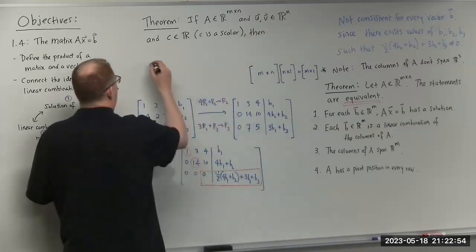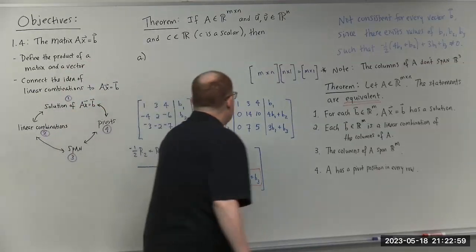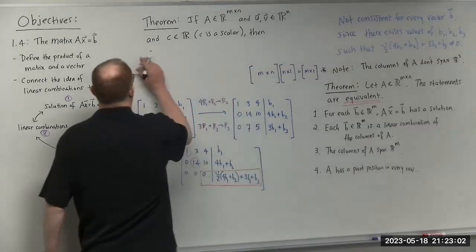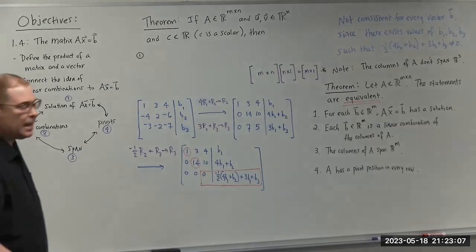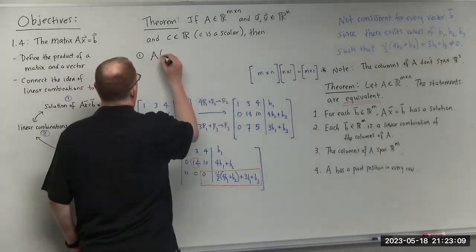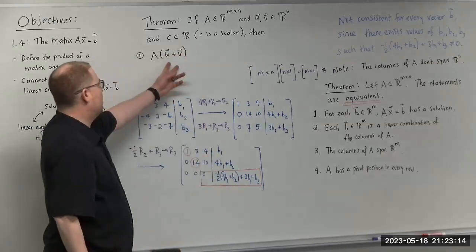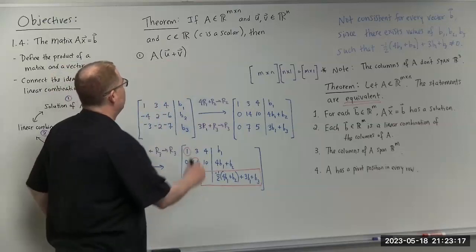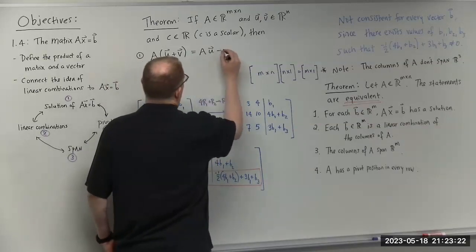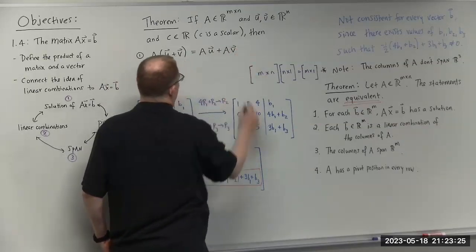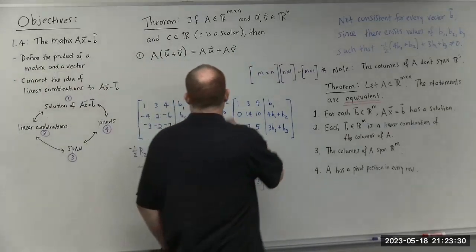Okay, then, the first statement is that if you take this matrix A and you operate on this, remember these are vectors. This is the same as taking the matrix A multiplied by U, and then taking this matrix multiplied by V. So this is just the distributive property.